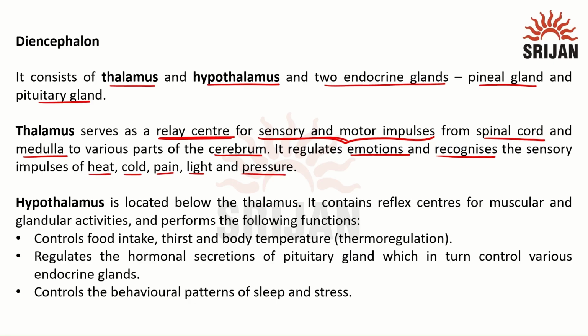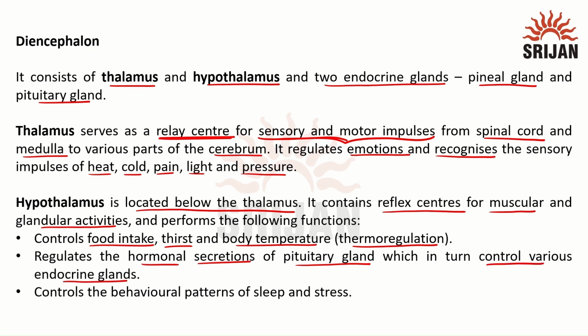Second is the hypothalamus, which is located just below the thalamus. It contains the reflex centers for muscular and glandular activity. It controls food intake, thirst, and body temperature, that is thermoregulation. Hence, it is also known as the thermostat of our body. It regulates the hormonal secretions of the pituitary gland, which in turn controls various endocrine glands. So it also controls behavioral patterns of sleep and stress.